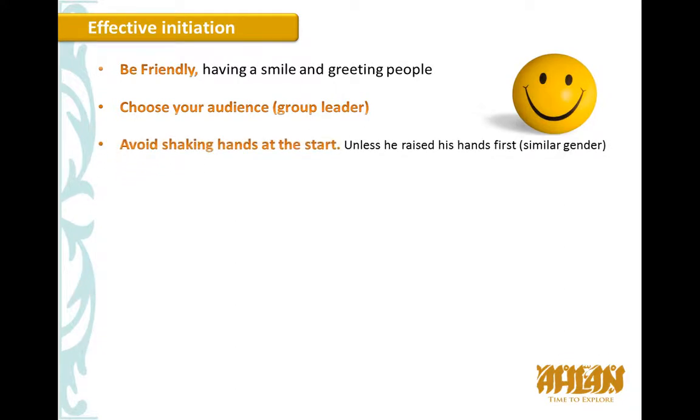Of course, avoid shaking hands as a first. Not all people are comfortable with shaking hands. As Arabs, shaking hands at the beginning of the conversation, we are used to it, but in Western countries, shaking hands at the beginning is not really comfortable.